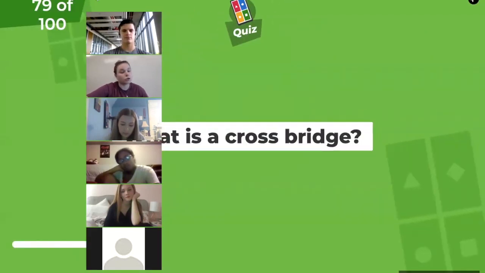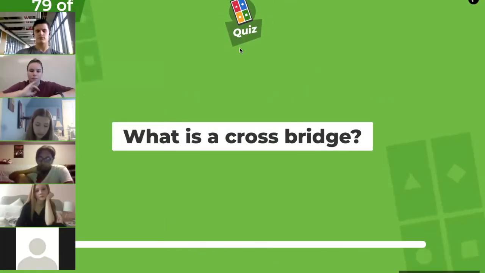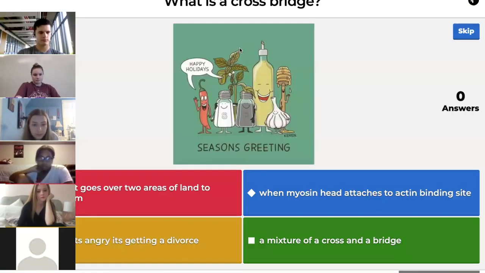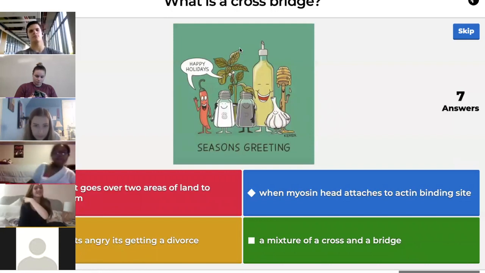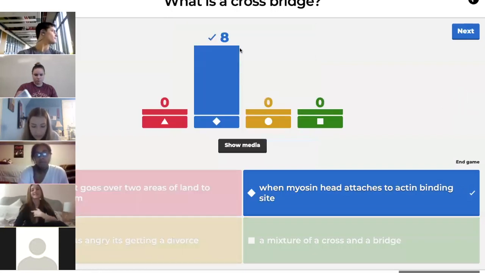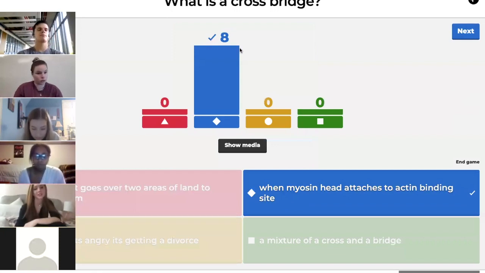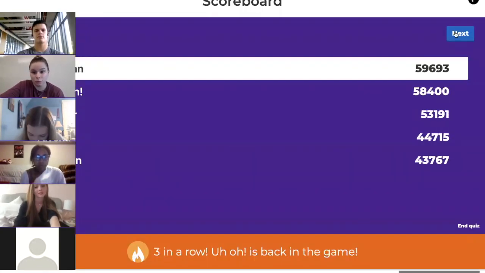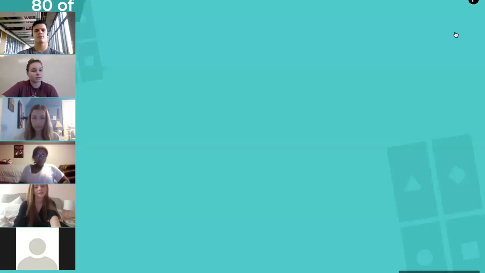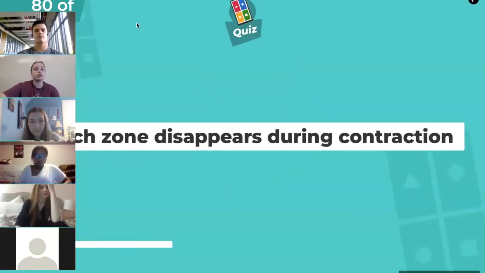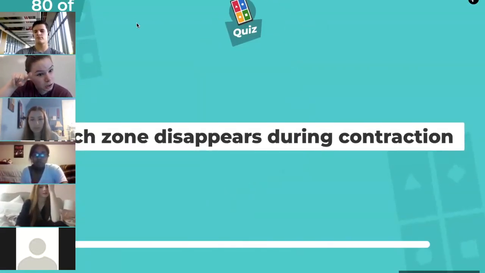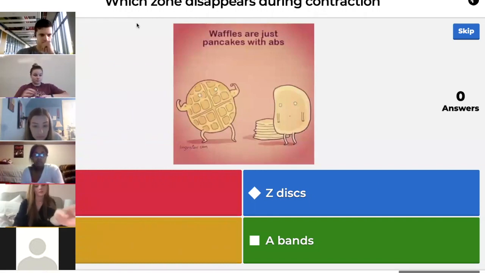Okay. What is a cross bridge? Oh, sorry. Okay, awesome. We don't even need to talk about this. Boom. Whoa, look at all the points. Not that the points really matter, but that was a lot. Which zone disappears during contraction? I told you this a couple ones.